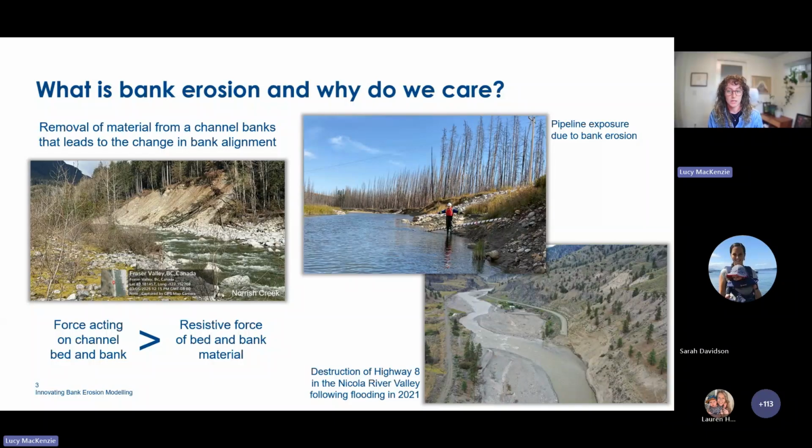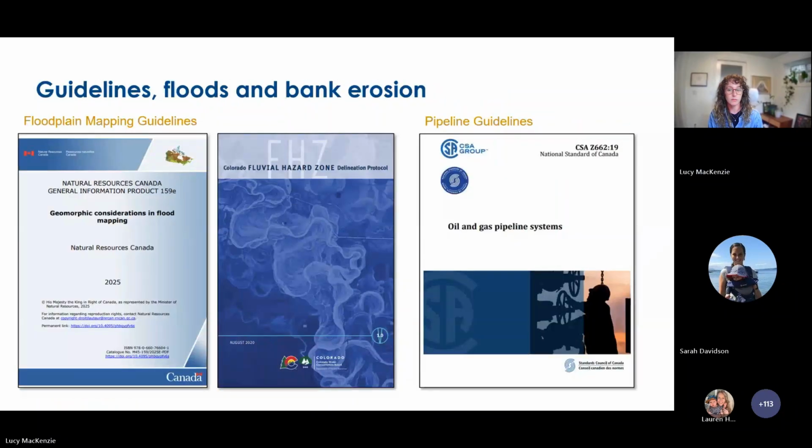Having the tools to predict and mitigate against this type of damage in the future is essential, particularly in light of a changing climate. Although geomorphic considerations haven't always been integrated in flood hazard assessments, there's a growing recognition that bank erosion and other geomorphic processes such as avulsions can be as or even more detrimental than the flood waters overtopping banks. Here I highlight some recent guidelines that emphasize the need to assess bank erosion when mapping floodplains or when constructing and managing infrastructure such as pipelines.